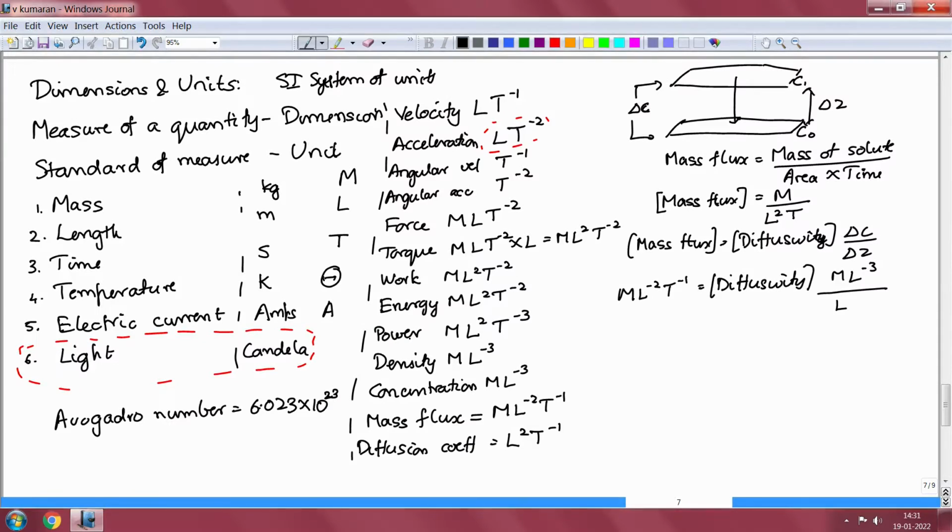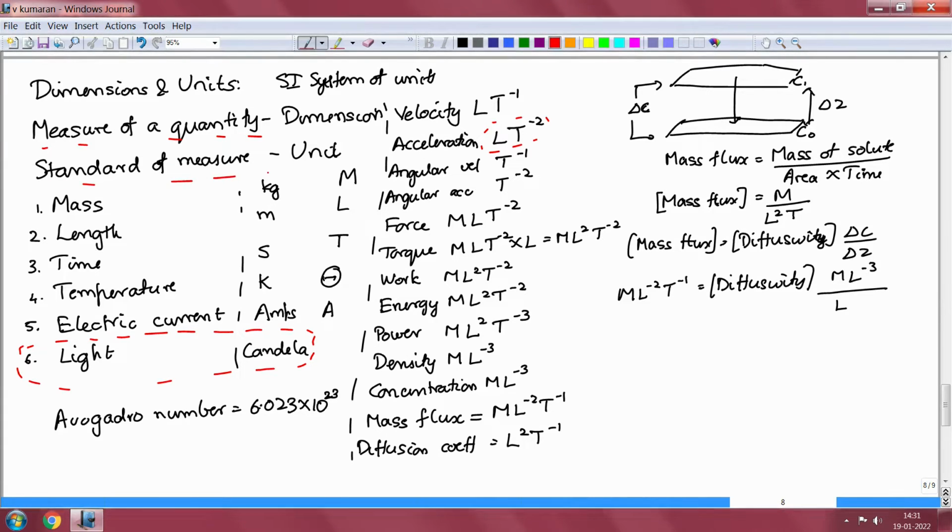In our last lecture, we had commenced our study on dimensional analysis. I had defined for you dimensions and units. As I said, the measure of a quantity is called the dimension, and the standard that is used for that measure is called a unit.